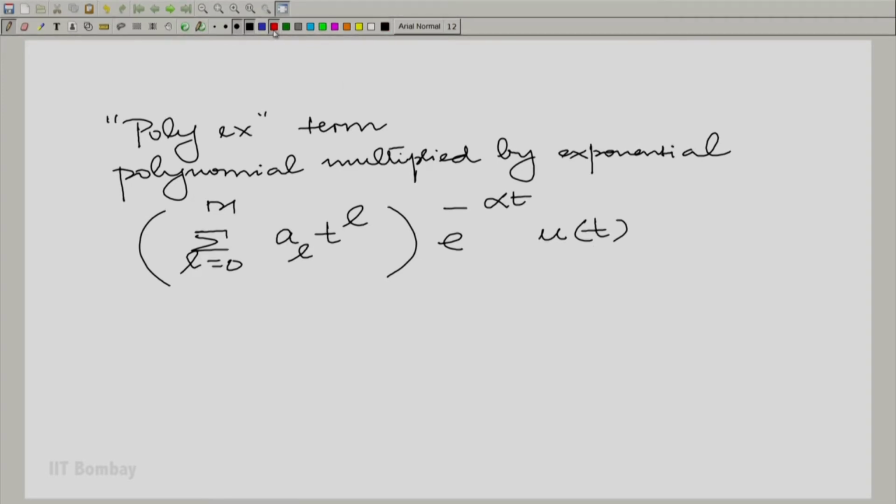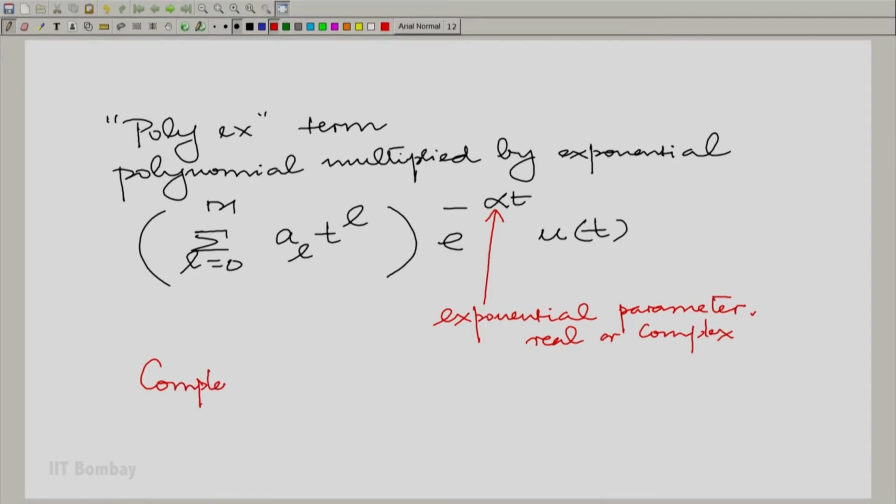One is that alpha is called the exponential parameter, which can be real or complex. Now, if it is complex, then it has a real part and imaginary part. Or if you are talking about the other way of describing, it could have a magnitude and a phase. Here, in the context of continuous time, we will think of it as real part and imaginary part. So, alpha is alpha_r plus j alpha_I.